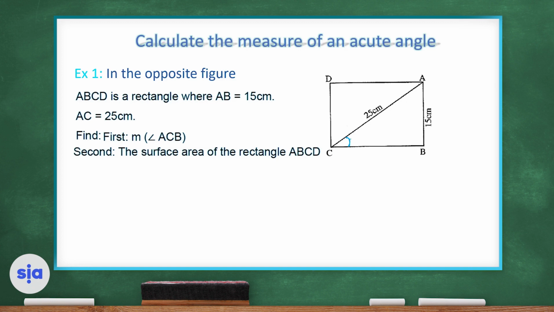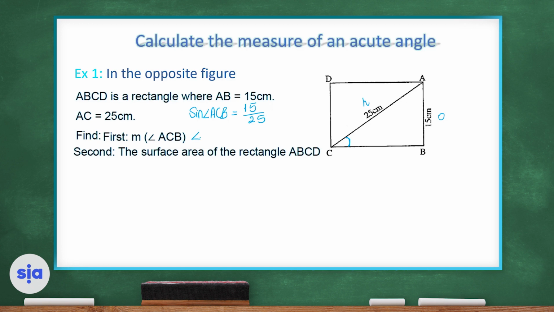For this given angle, go and check the given sides. This one is the opposite, where this one is the hypotenuse. So you're going to check which trigonometric ratio has a relation with the sides opposite and hypotenuse. Yes, it's sine. So you're going to say here sine angle ACB equals opposite over hypotenuse.